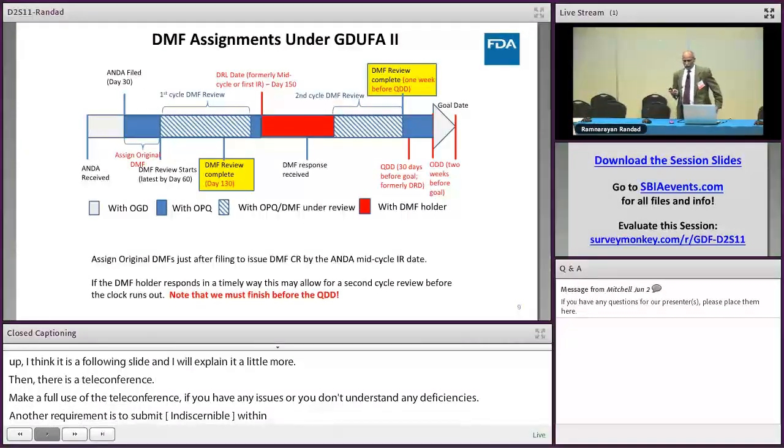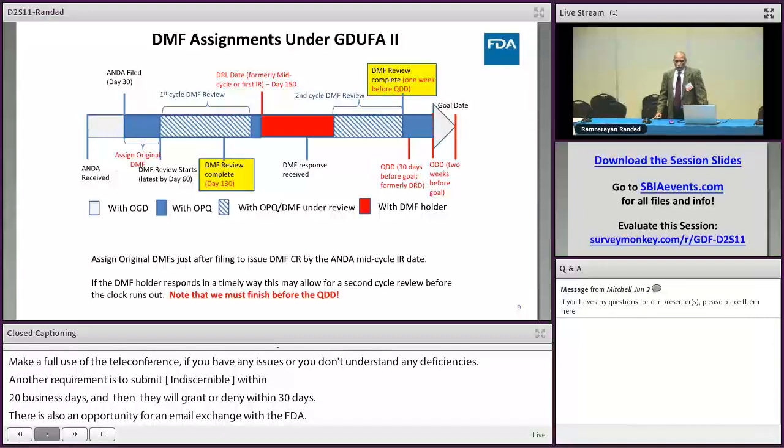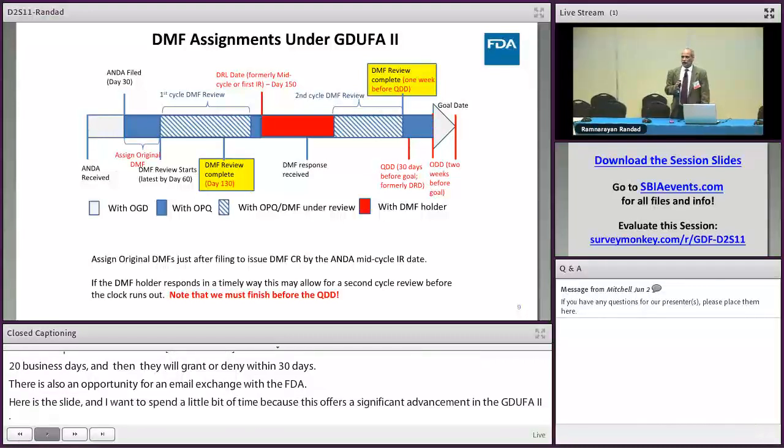So here is the slide, and I want to spend a little bit of time because this offers a significant advancement in GDUFA II. Once the ANDA is filed, and this information, although I made the slides 1 week ago, is already old. This is how dynamic FDA is.